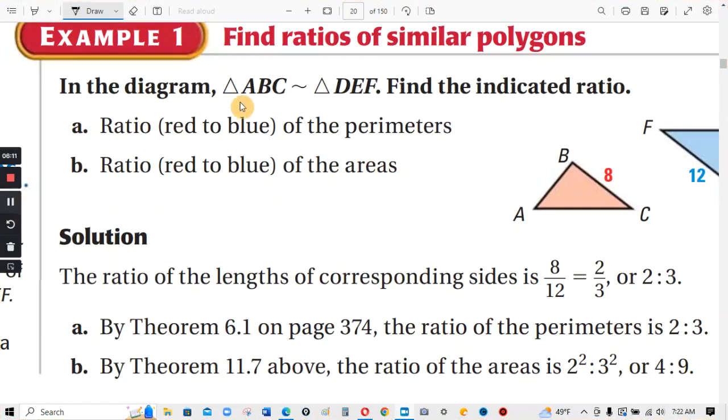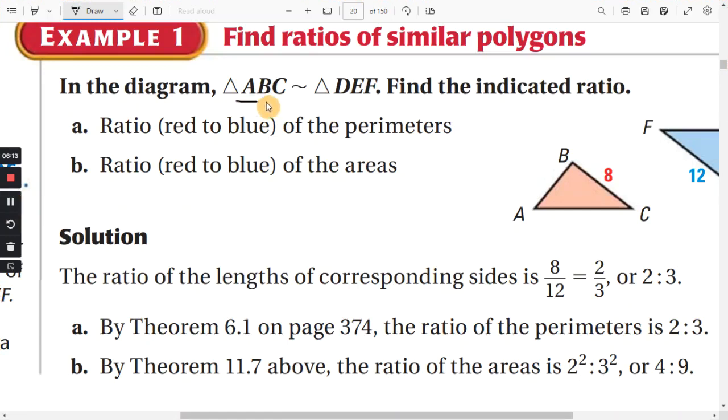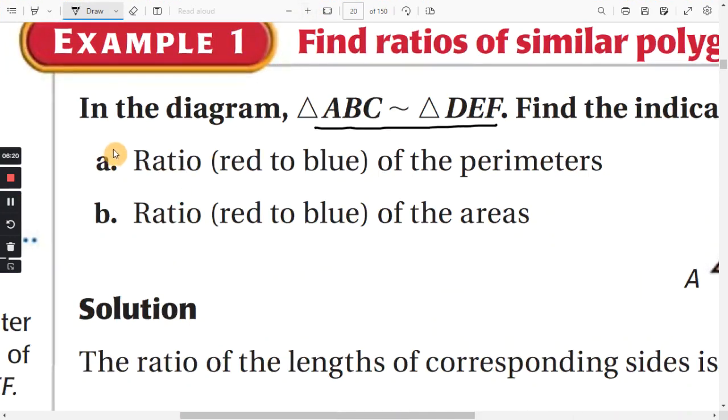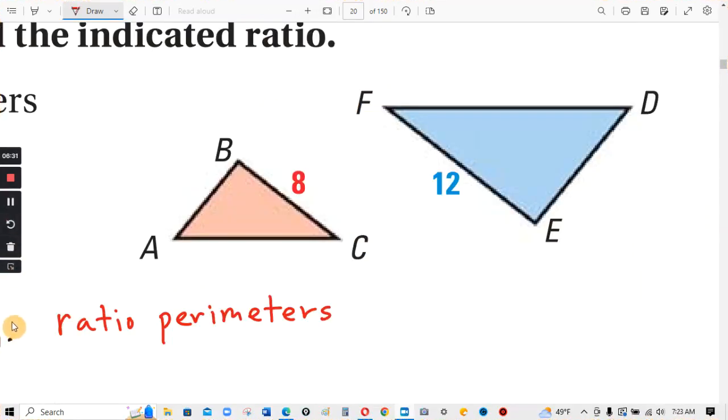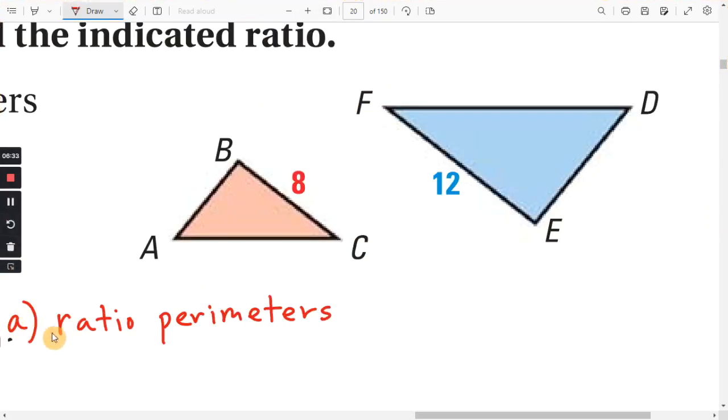Okay, example 1. In the diagram, triangle ABC is similar to triangle DEF. Find the indicated ratio. All right, part A, they want to know the ratio of the perimeters, red to blue. So since red is first, it goes in the numerator. So part A, they want us to find the ratio of the perimeters. But we said before that equals the ratio of the sides.